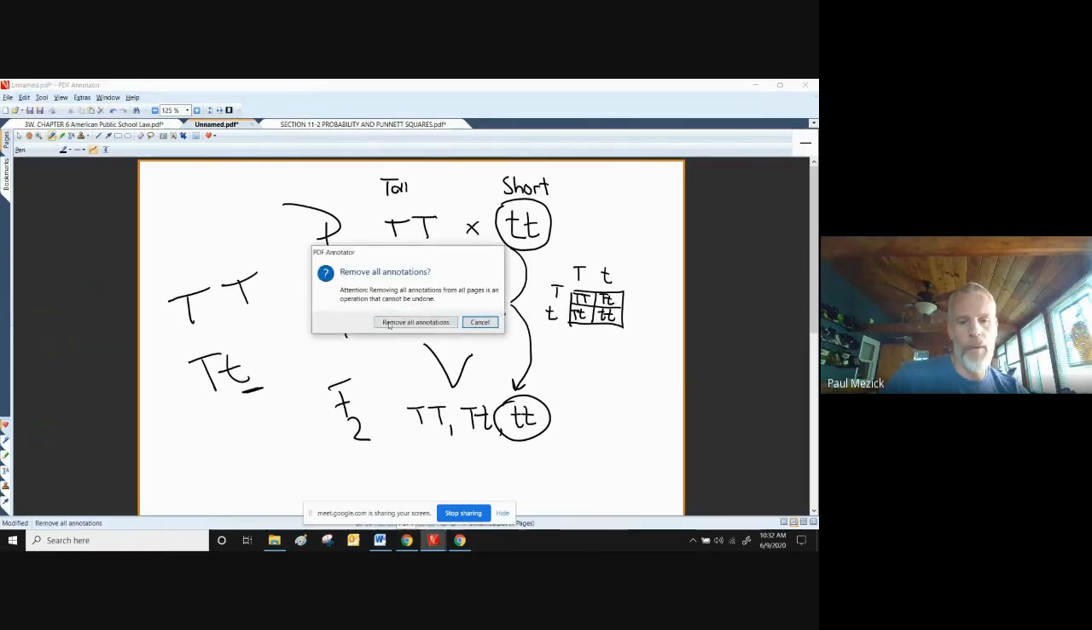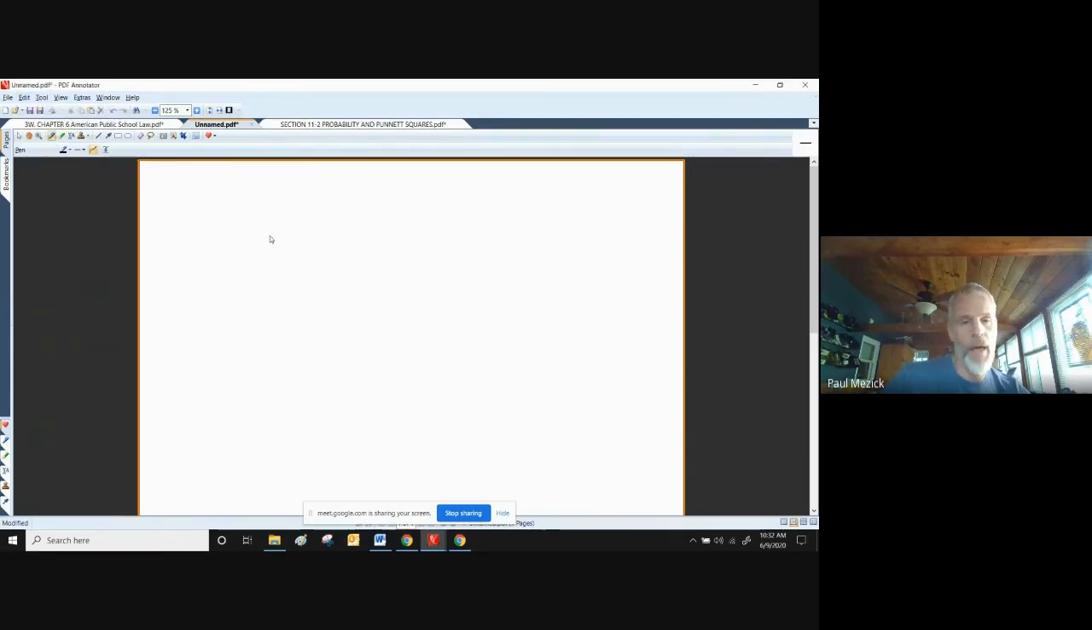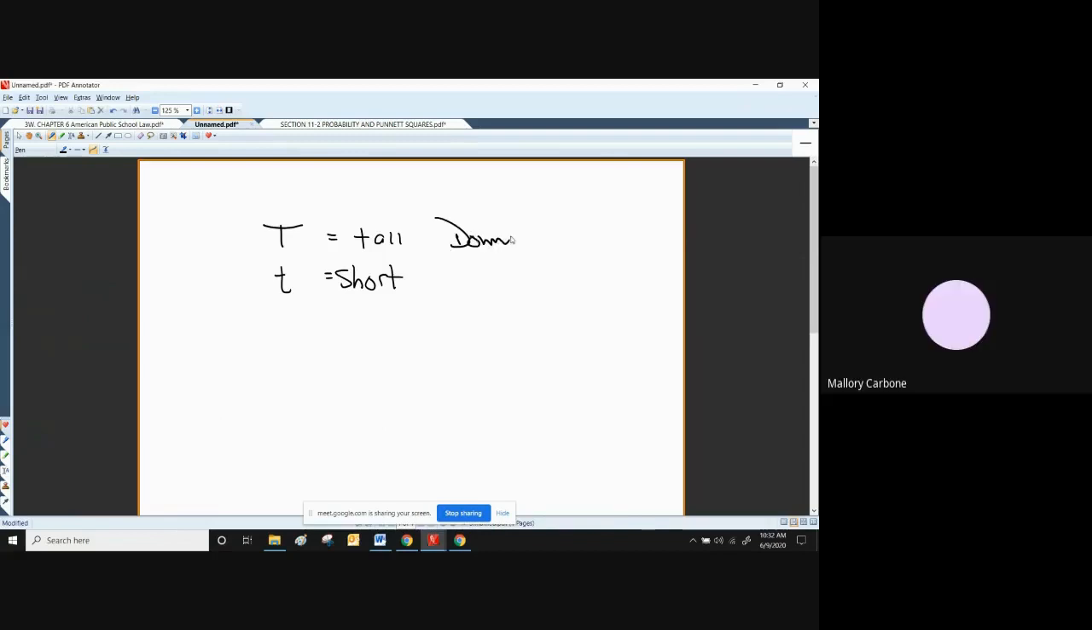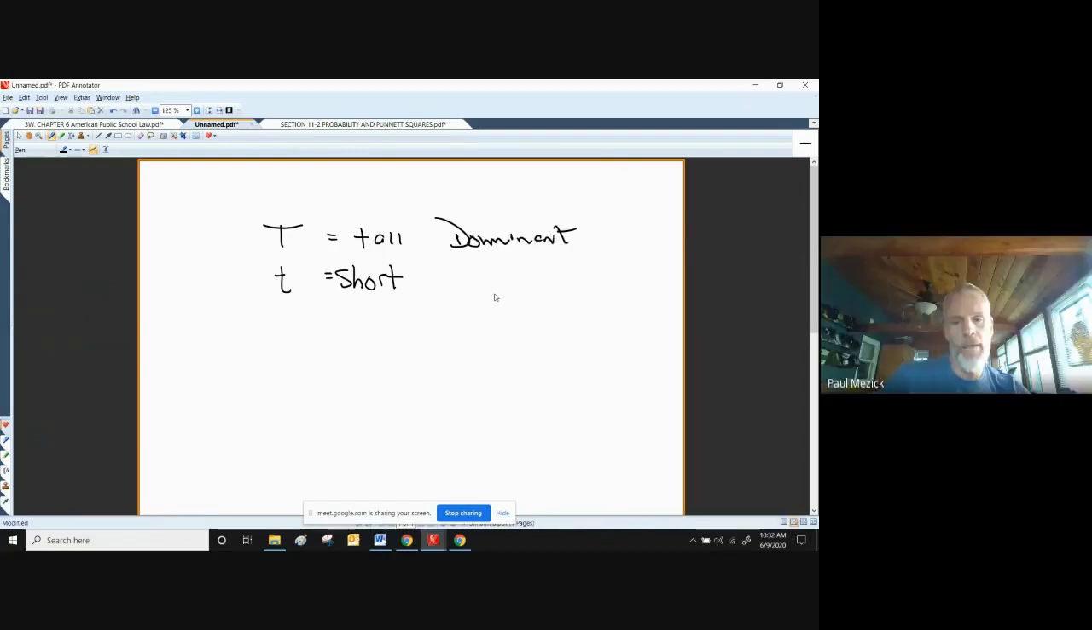So, for example, up until now, we said capital T is tall and lowercase t is short. And this is what we call the dominant, and this is the recessive. Trying to memorize it. Right.